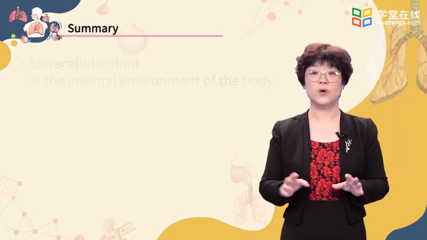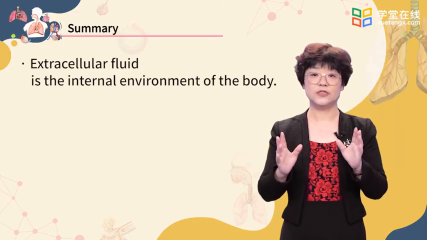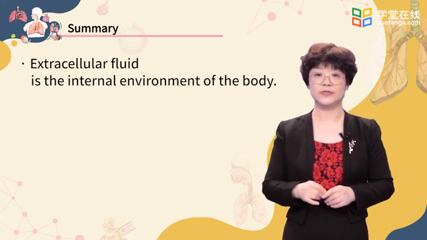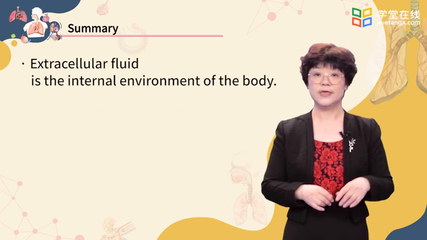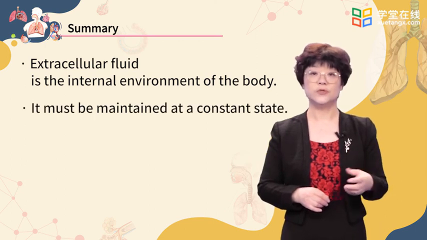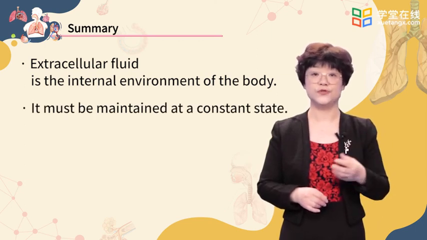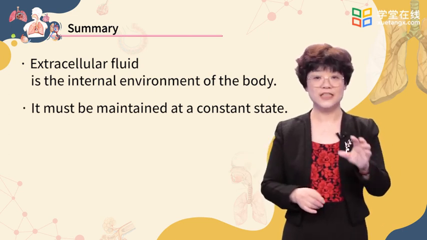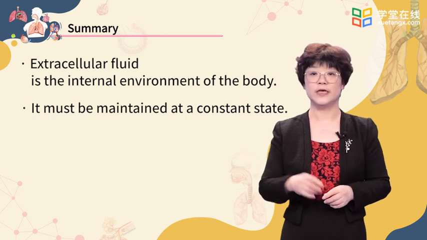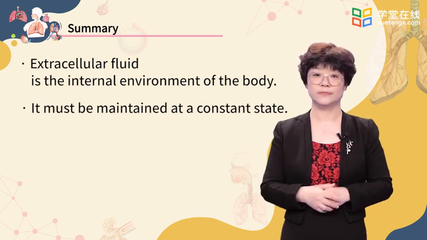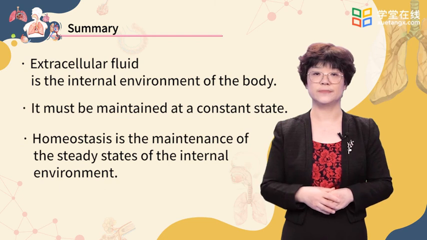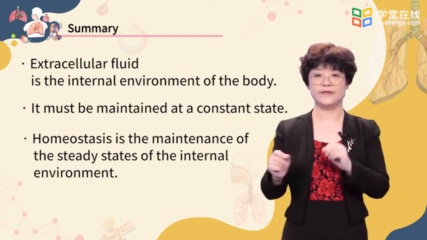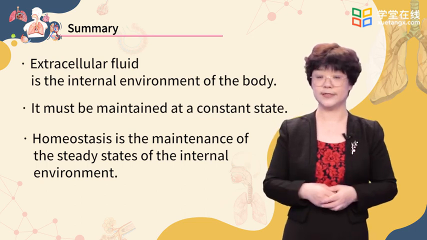So in summary, body cells are based in extracellular fluid. This fluid is the internal environment of body cells. Extracellular fluid includes blood and interstitial fluid in between the cells. The maintenance of constant internal environment of the body is known as homeostasis. All organ systems and all different types of body cells work cooperatively to maintain homeostasis.